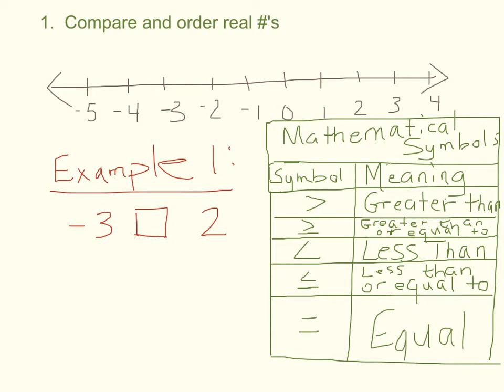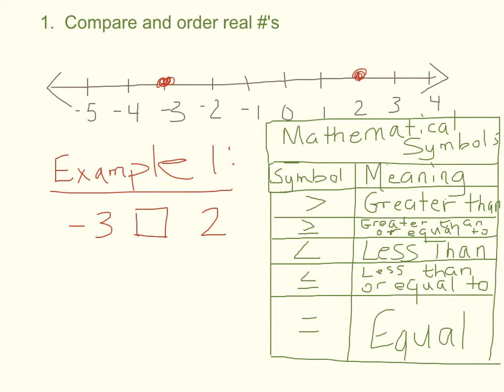So in example 1, we want to put one of these mathematical symbols in the box between -3 and 2 to make the mathematical sentence true. If we use our number line to plot -3 and 2, we can see which one is less or greater. So -3 is here on our number line, and 2 is here. -3 is to the left of 2, so that means that -3 is less than 2.